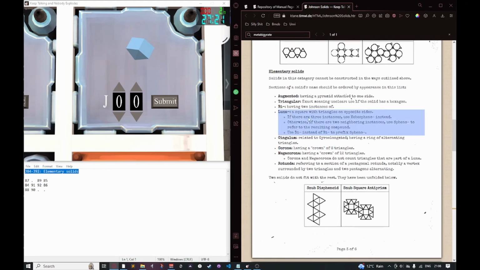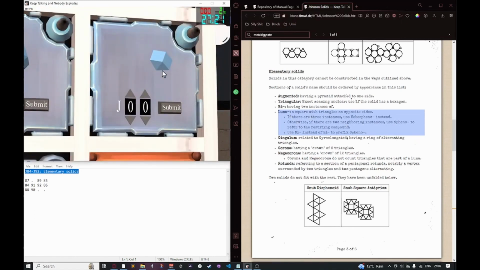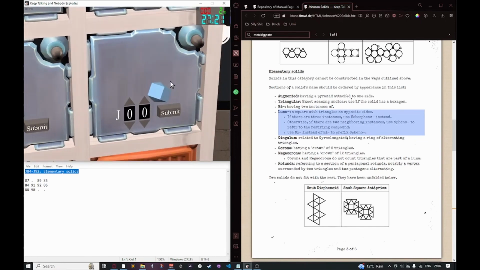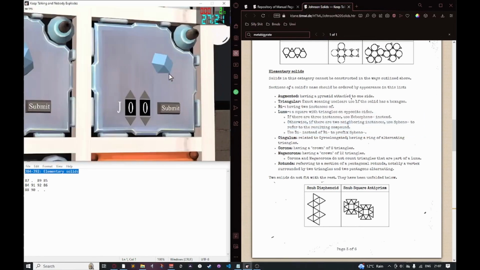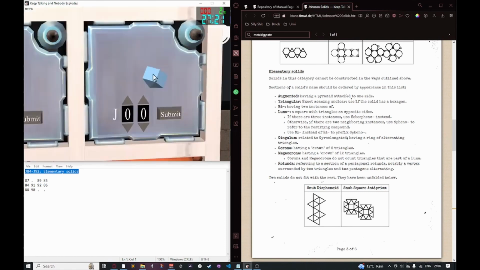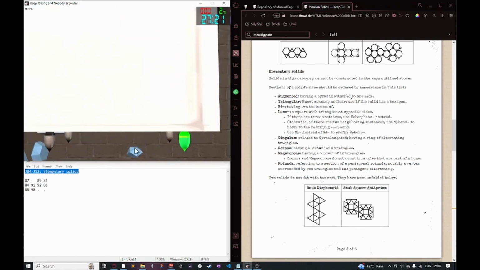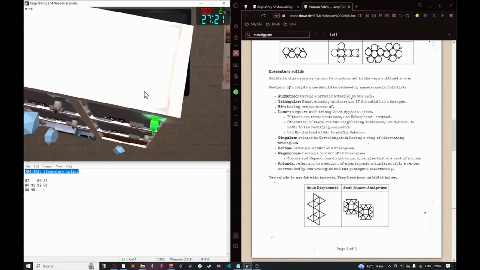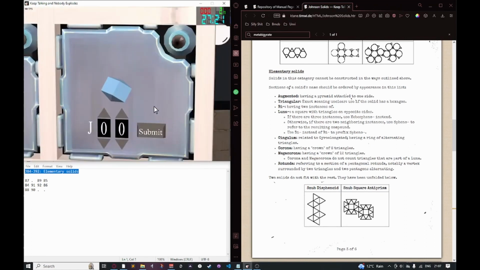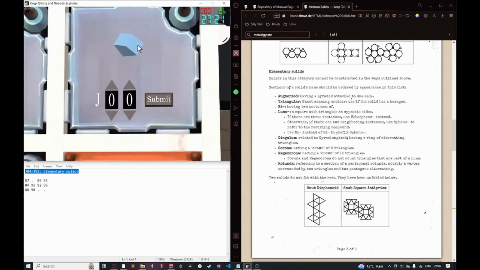Luna is what's used to mean a square with triangles on opposite sides. So here we have 2 of those, and they're actually neighbouring each other, which has a specific name, which is spheno. So we can see we have that with this square and this triangle and this triangle, and we have another one with this square, this triangle, and this triangle. So we have 2 neighbouring instances of lunae, and we use spheno to refer to that.